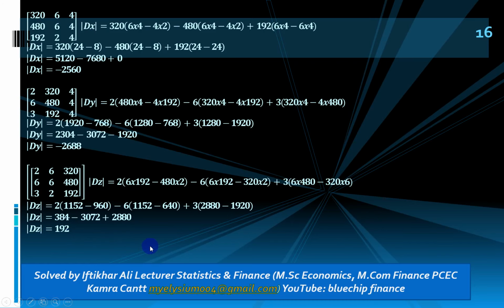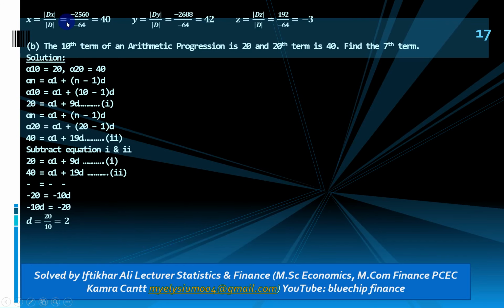You can pause the video and see the calculation. So it is the one step which you must understand and learn. After learning this step, the solution is very easy. Just take these results and put them in these formulas. So x will be 40, y will be 42 and z will be minus 3.